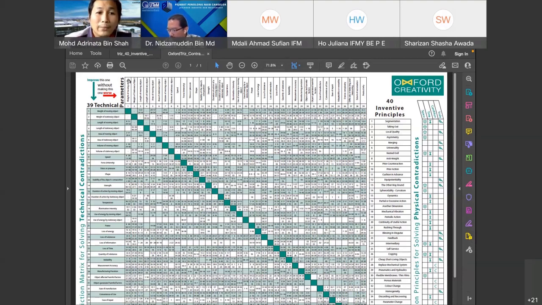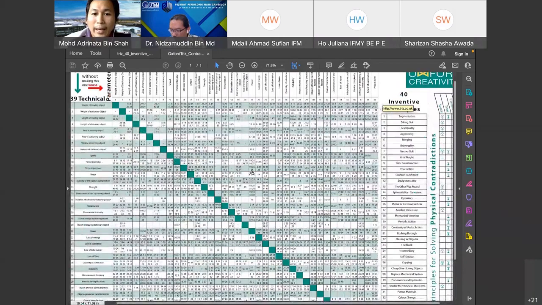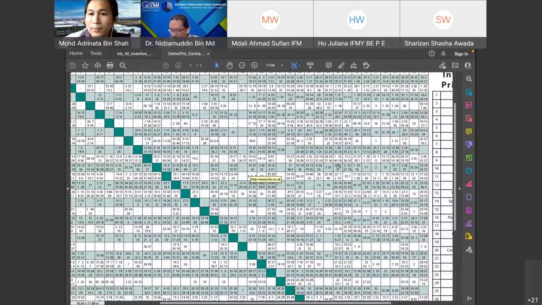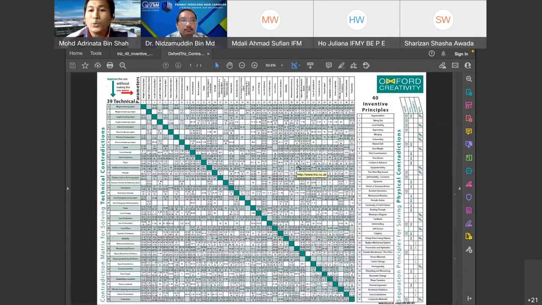Again, we have 39 parameters, and then we have 40 inventive principles. The numbers inside the matrix are only from 1 to 40. If you search inside here, there is no number 41 and above. So these belong to the inventive principles, 1 to 40. This is what our session today is all about.